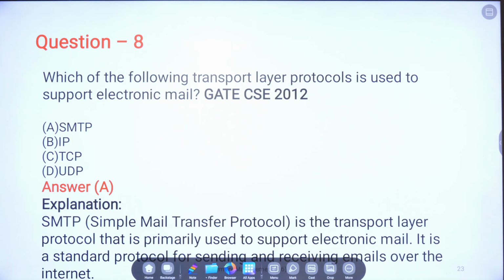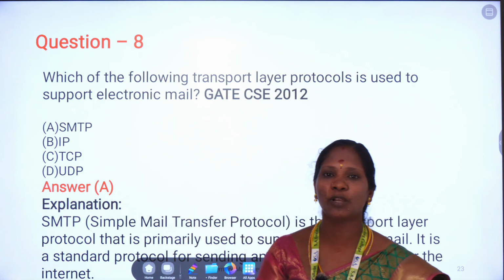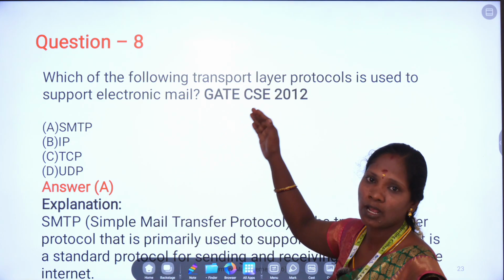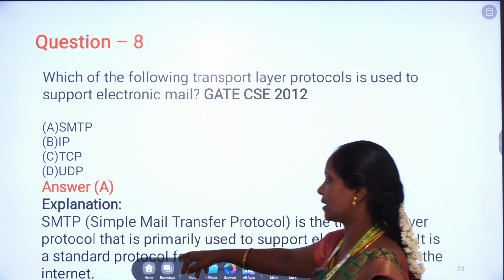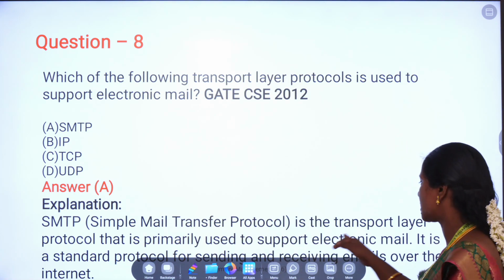And question number 8. Which of the following transport layer protocols is used to support electronic mail? It is a GATE 2012 question. If it is electronic mail, it means SMTP. SMTP is the simple mail transfer protocol. Wherever we are sending electronic mail, we are using the protocol SMTP. So the answer is A, SMTP. Simple mail transfer protocol is primarily used to support electronic mail.